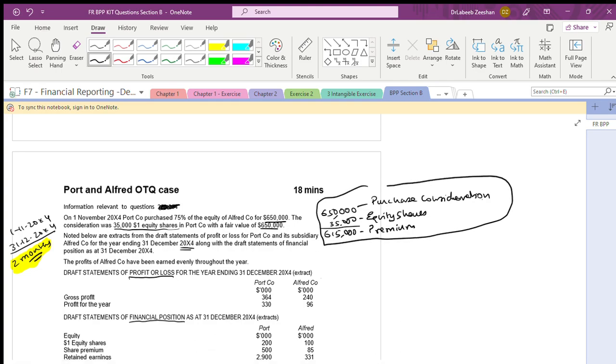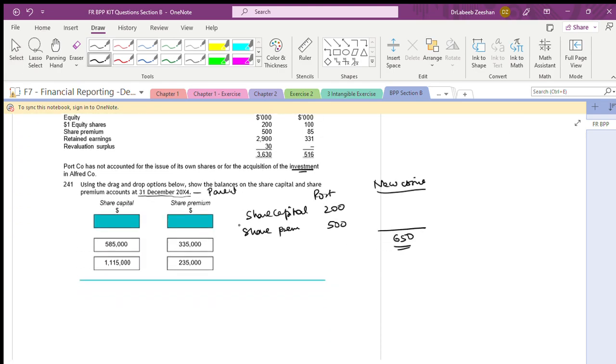How much is the share? Equity shares is 35,000 and share premium is how much? 615. The share is 35,000, in thousands, and this is 615. What is the revised one? The revised one is 235 and 1115. Fine, 1115. Right?